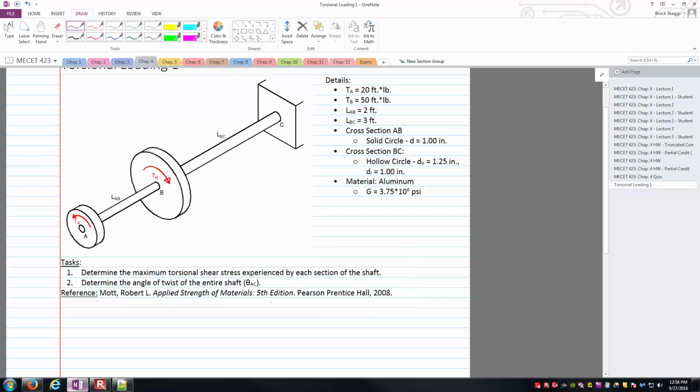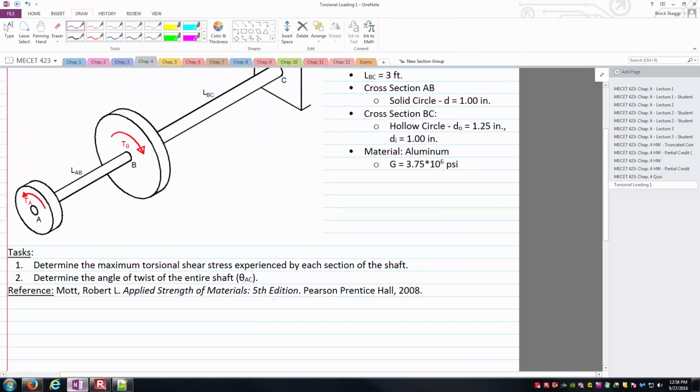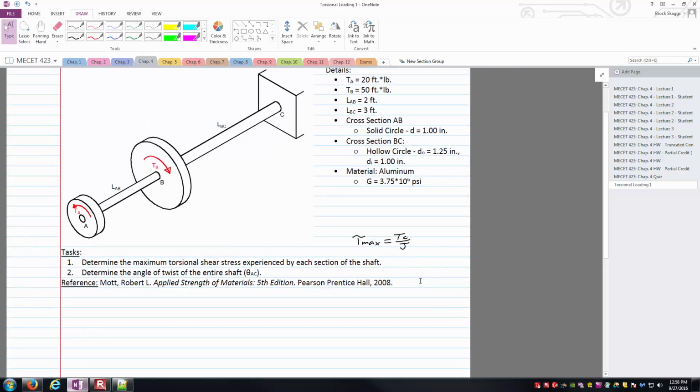For the first part, determine the maximum torsional shear stress. There's one formula that comes to mind immediately: tau max is equal to TC over J. This is for the maximum torsional shear stress experienced by a circular cross-section. We're assuming we don't have plastic deformation here. If we were doing our due diligence, we could calculate this tau max value and check it against the shear yield strength of the material, just to confirm.